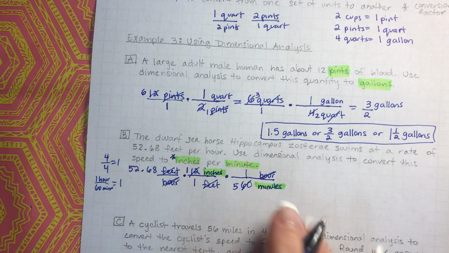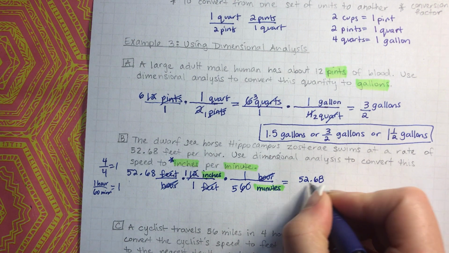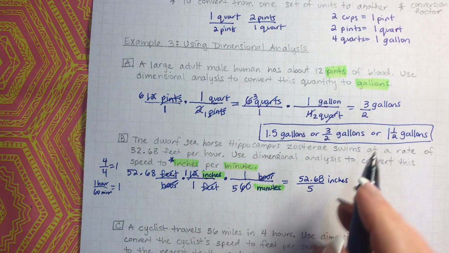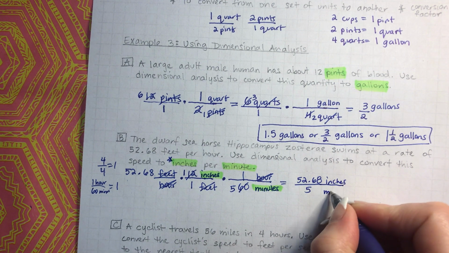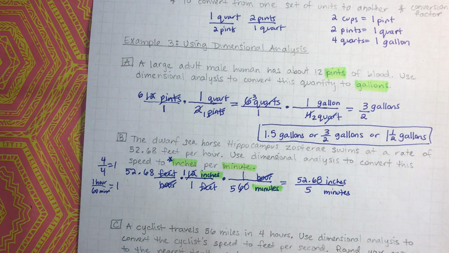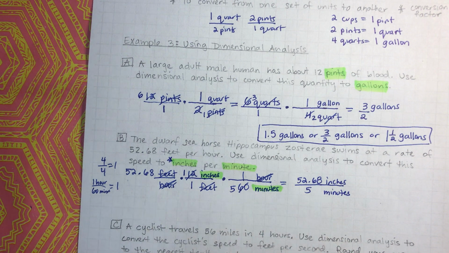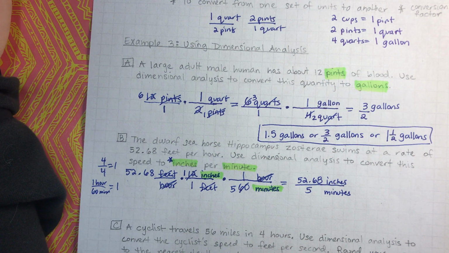So then when we multiply all of this across, what we end up with is 52.68 over 5, and this is in inches, right? Because inches is the only unit left on top, per 5 minutes. Okay? And this is per minute. So I think we need to have this, does this need to be 1 minute? I think it might need to be 1 minute.